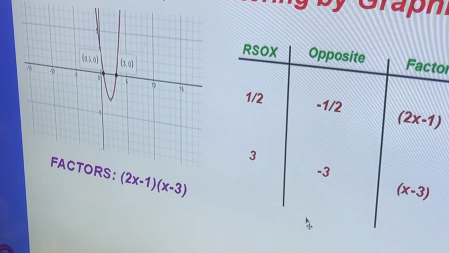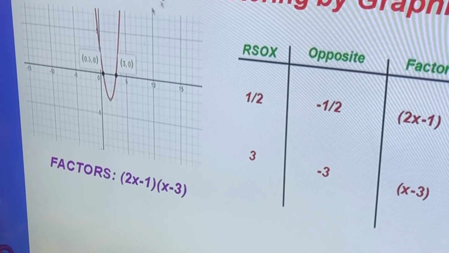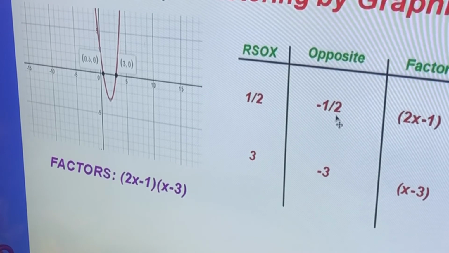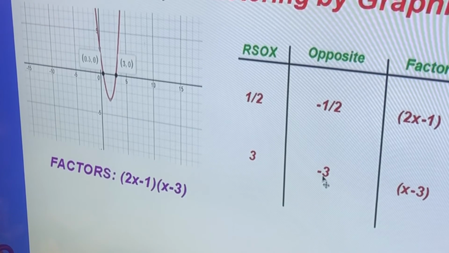This one gives a little bit of a challenge, but you can still get it done. As we see, our roots for 2x squared minus 7x plus 3 equal to 0 are 0.5 and 3. 0.5 we convert to a fraction of 1/2. It's positive, so in the opposite column we write -1/2. 3 is positive, so in the opposite we write -3.